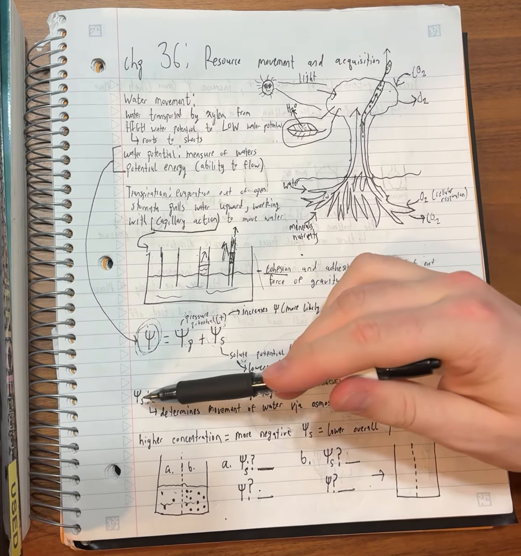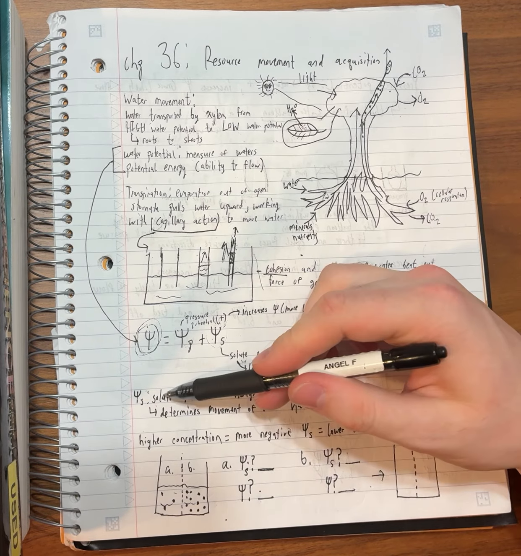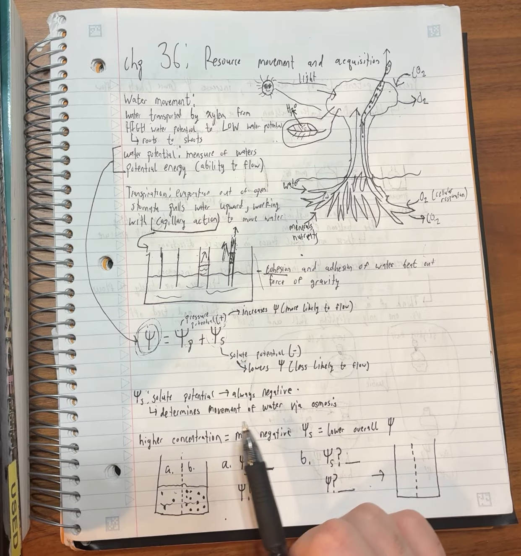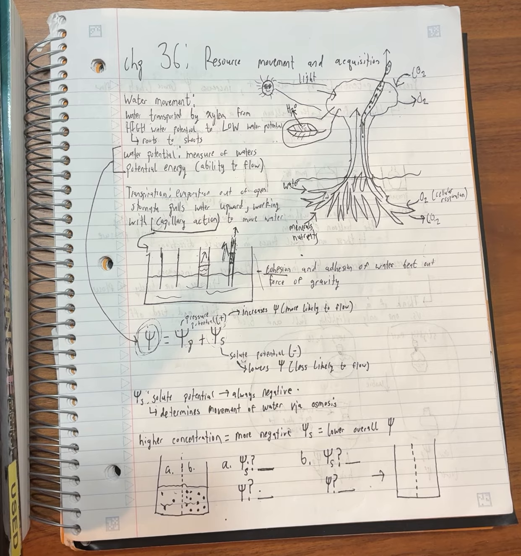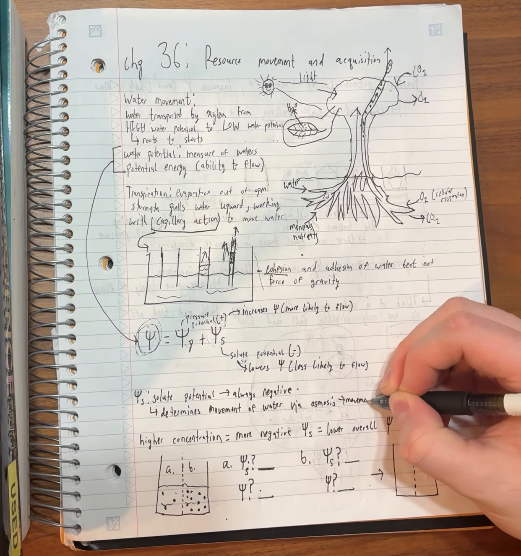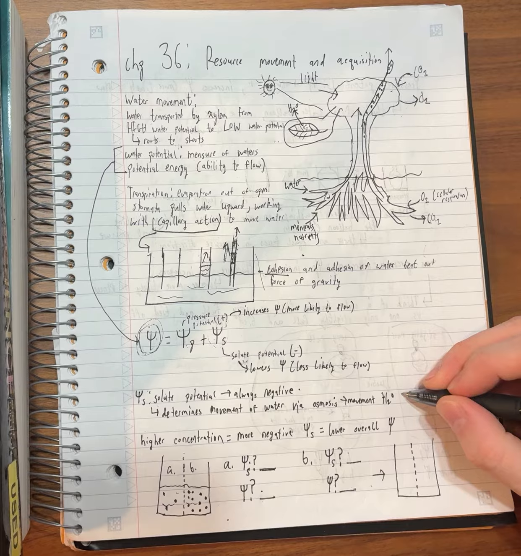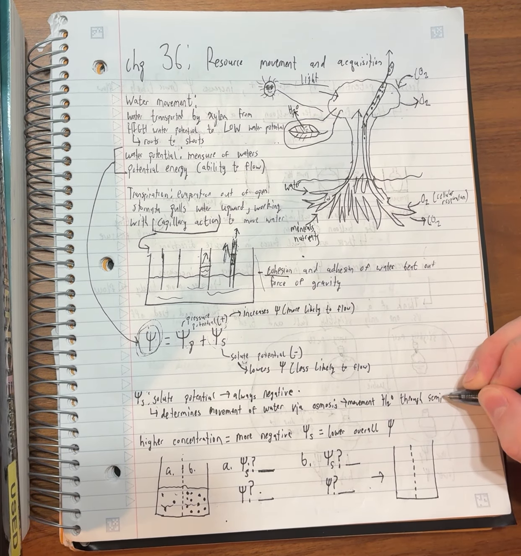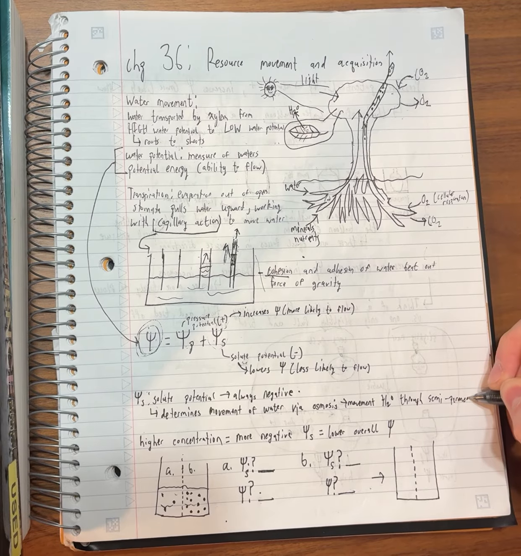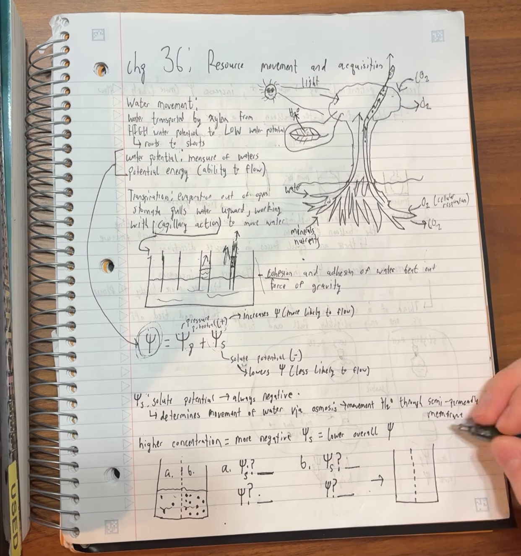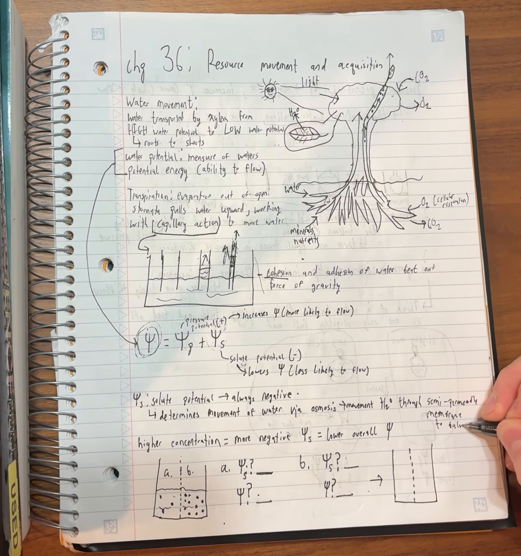So there's sort of two opposing forces here. Let's break them down. We're going to start with solute potential. Again, solute potential is always negative, and it determines the movement of water via osmosis. You may remember osmosis from last term. If you don't, osmosis is the movement of H2O, movement of water through a semi-permeable membrane to balance concentration.